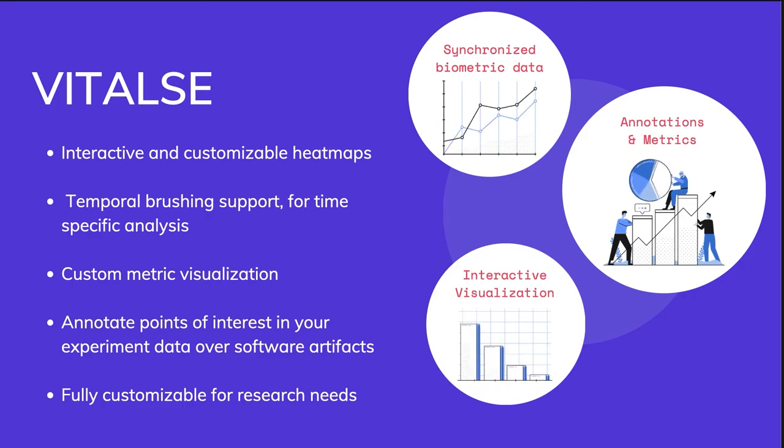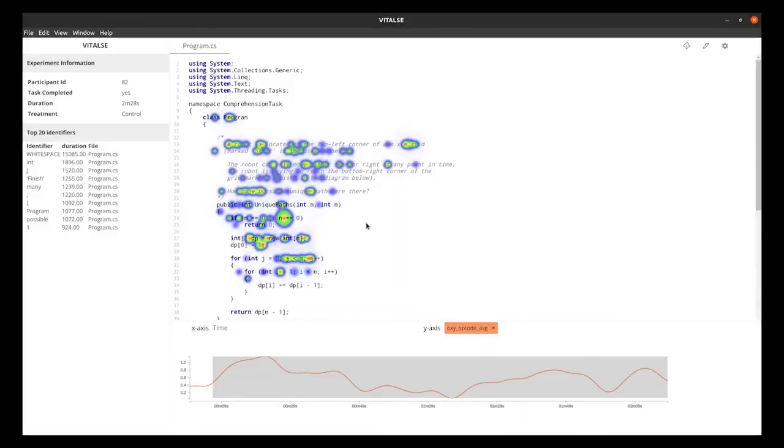VITALSE was born out of this need and has several highly customizable and interactive features. For example, it is the first tool to support synchronized biometric data for source code elements, and it displays this data as a heat map over the source code. The heat map supports temporal brushing for time-specific analysis. VITALSE also allows researchers to annotate points of interest in their experiment data, and it displays custom metrics to support their analysis. Here is the main screen of VITALSE.